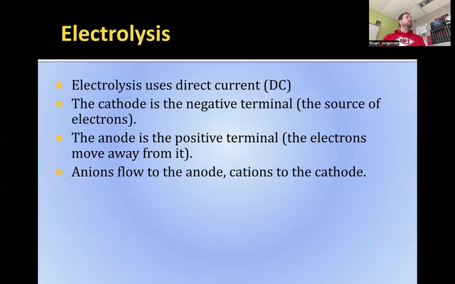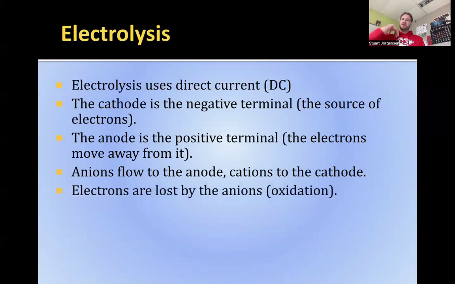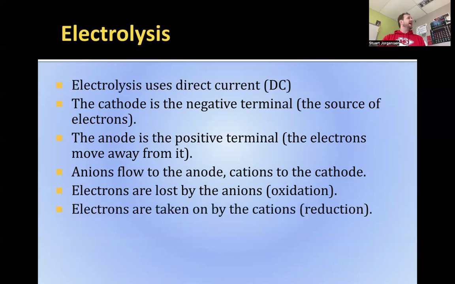Anions flow to the cathode? Nope. Anions to the anode. Excuse me. Cations to the cathode. We end up seeing plating out on both. We're still oxidizing at the anode and reducing at the cathode. Same process, it's just different ions coming out.